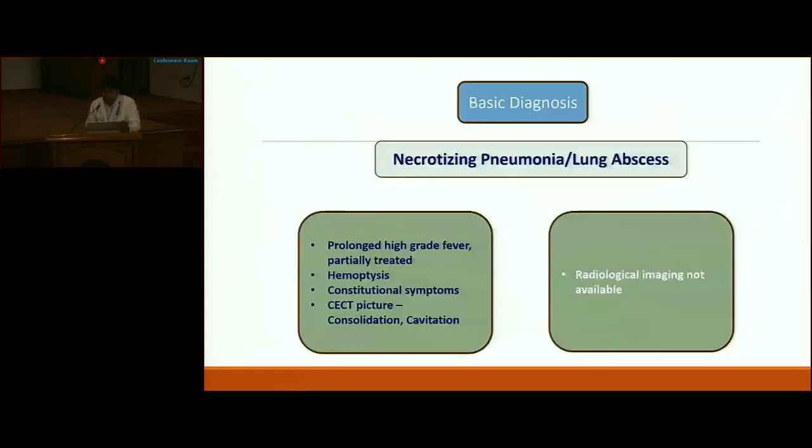For the syndromic diagnosis, we have kept necrotizing pneumonia with lung abscess: prolonged high-grade fever, hemoptysis, and constitutional symptoms were there, and the CT chest picture shows consolidation with cavitations. But we don't have any radiological imaging; it is not available.